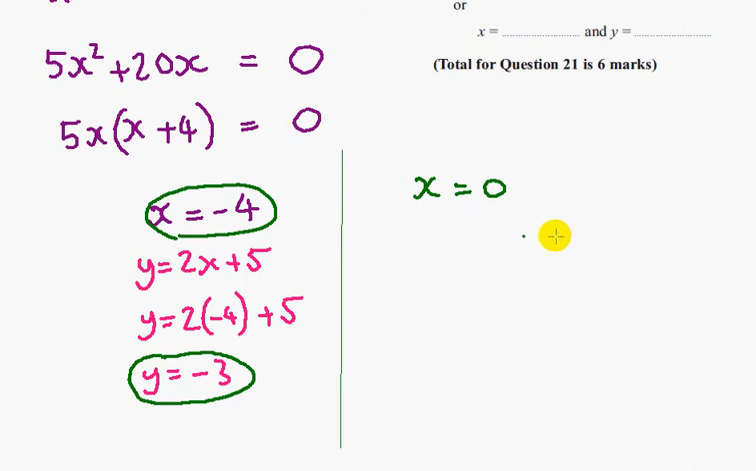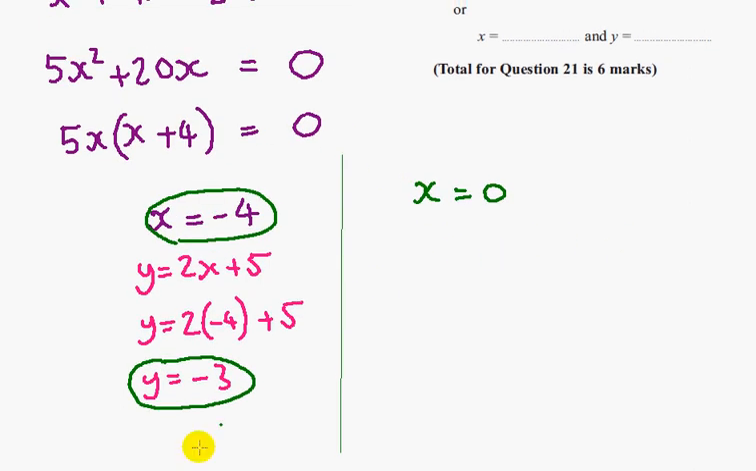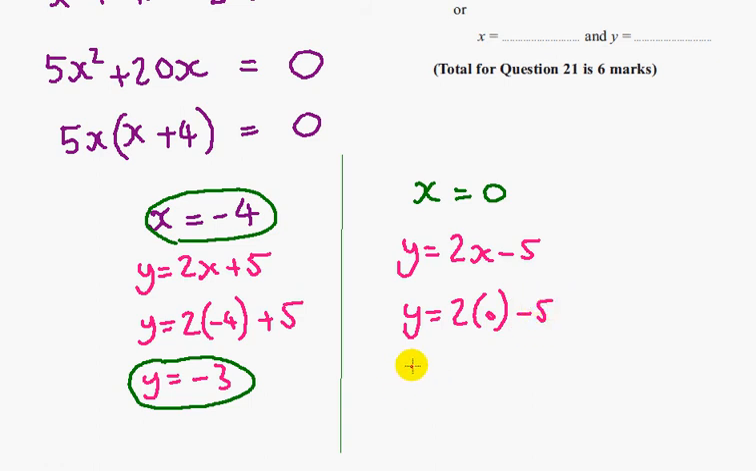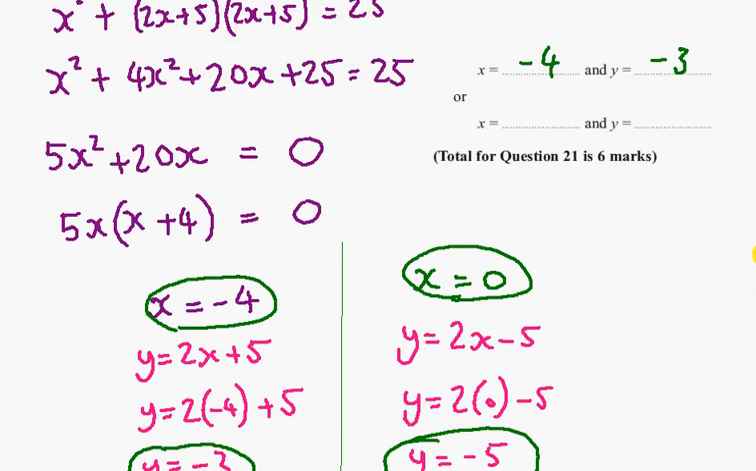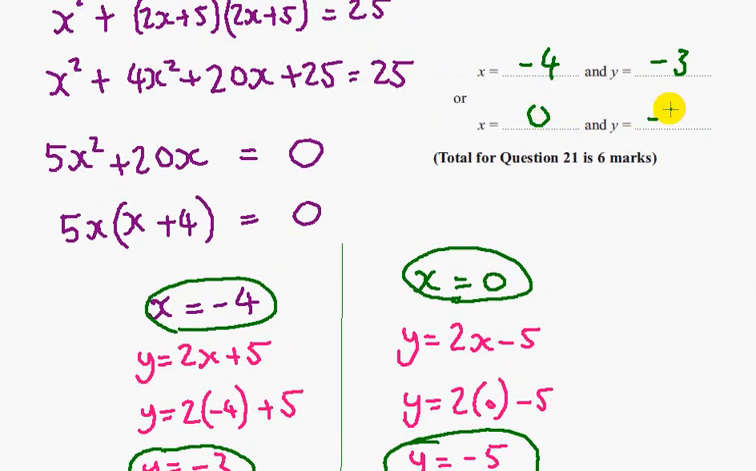So if x was 0, then what would y be? So we're going to take this second equation again and substitute the x value in. Therefore, y would be minus 5. So once again, we found the solution. So when x is 0, y is minus 5. And that's it for question 21.